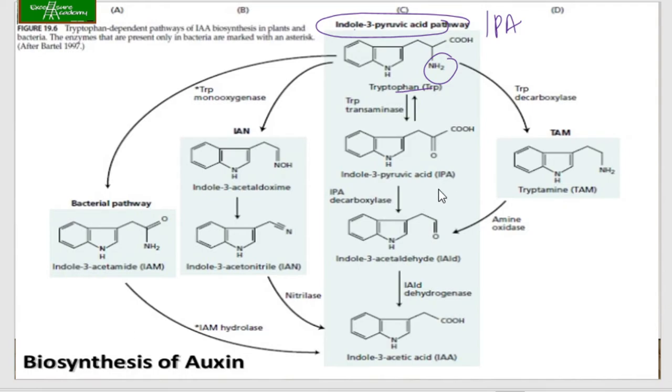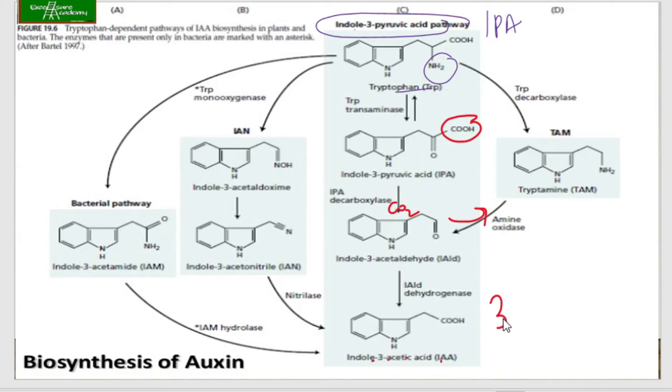Then IPA, that is indole 3-pyruvic acid decarboxylase. It means the removal of the CO2 group. So this group has been removed. That becomes your indole 3-acetaldehyde. Then dehydrogenase, so dehydrogenation is happening. Then what you get is indole 3-acetic acid. So how many enzymes were required here in this IPA pathway?